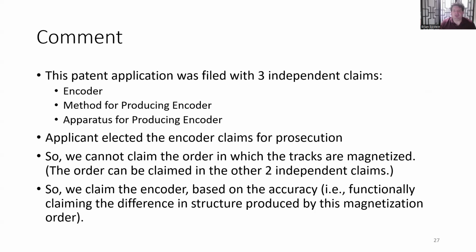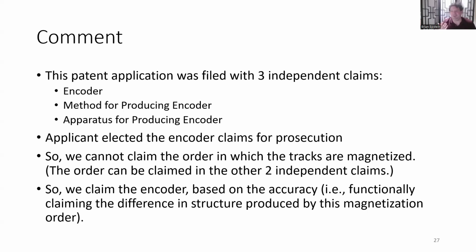This patent application was filed with 3 independent claims. One is to the encoder, one is to the method for producing the encoder, and the third is to the apparatus for producing the encoder. Here, the applicant elected the encoder claims for prosecution, not the method and apparatus for producing the encoder. And so we cannot claim the order in which the tracks are magnetized, right? The order can be claimed in the other 2 independent claims, right? It's very easy to write a method claim in a particular order. It's a little bit more difficult, but it's not a big challenge to write an apparatus claim that produces things in a certain order.